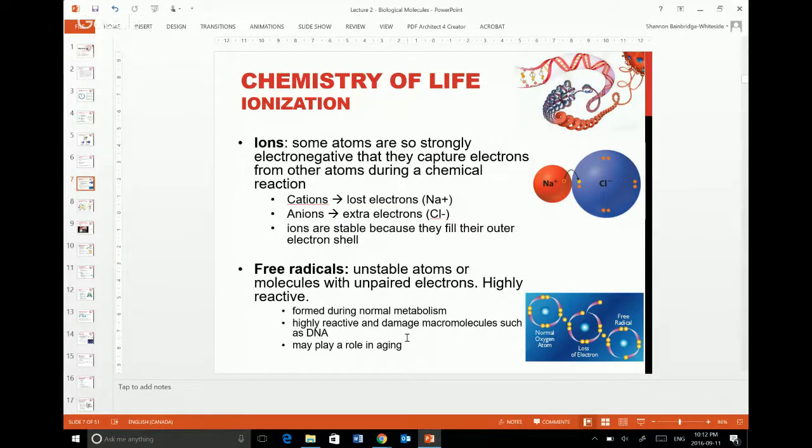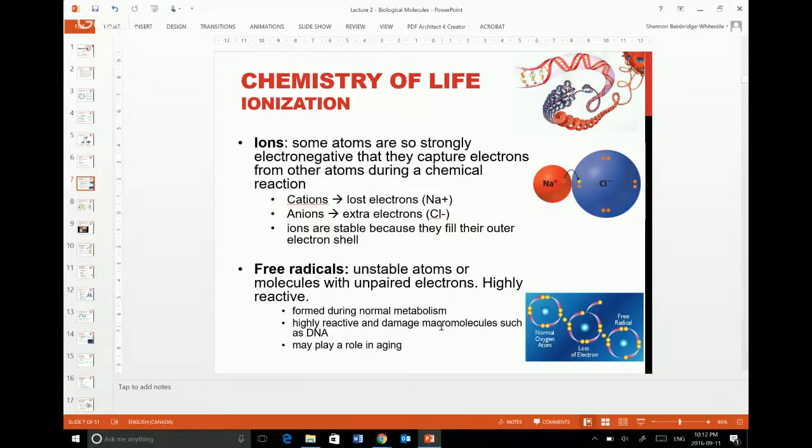Free radicals, on the other hand, are unstable atoms that have an unpaired electron. So they have either lost or gained an electron in such a fashion that they do not have a stable outer valence level. And this makes them highly reactive, so they are constantly looking for somebody to either donate an electron to or to yank an electron off of. These are highly prevalent in disease states, which you're going to see in a couple of slides, but they are made throughout our body on a regular basis.